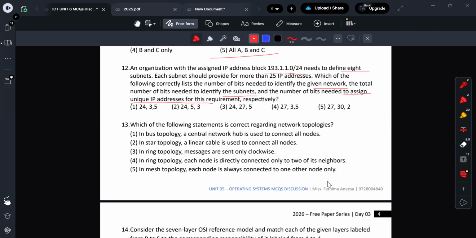Okay, now we should get it in the power of 2's. So 8 in the power of 2, what is the answer? They said 8 subnets they need, and we should write the bits needed for the subnet. 2 to the power 3, right? Isn't 2 to the power 3 equal to 8? Yes. So that is the second thing they have asked: the total number of bits needed to identify the subnets.